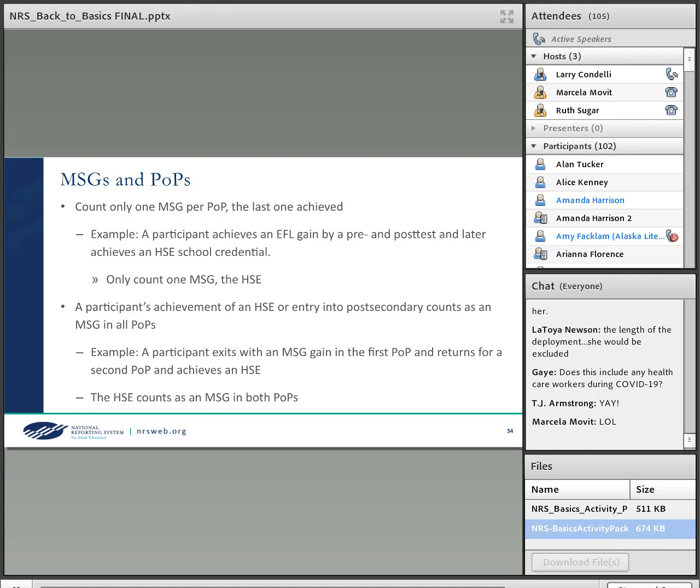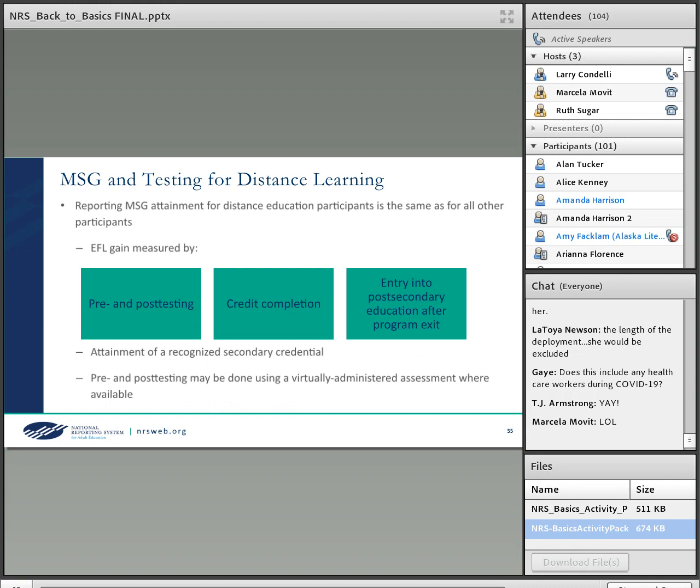So it would more typically be the case that a participant came, they may have left before they were post-tested, or they didn't achieve a gain, they came back and then they got their HSC. You can count that as 2 MSGs, one for each POP. And that's also true if a person entered post-secondary according to the rules of post-secondary entry of exiting and entering before the end of the reporting period, or program year rather. So in other words, 1 MSG per POP. If it's an HSE or an entry into post-secondary, that achievement can be counted for both POPs, or all the POPs if there's more than 2.